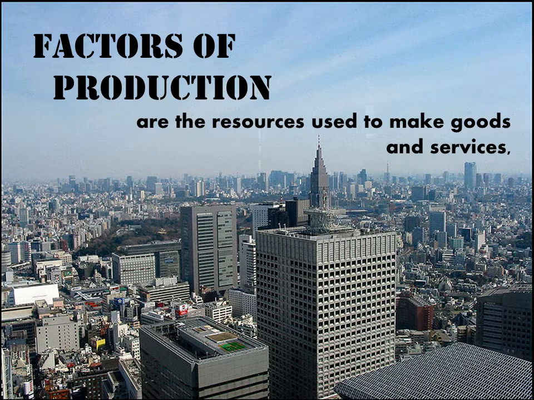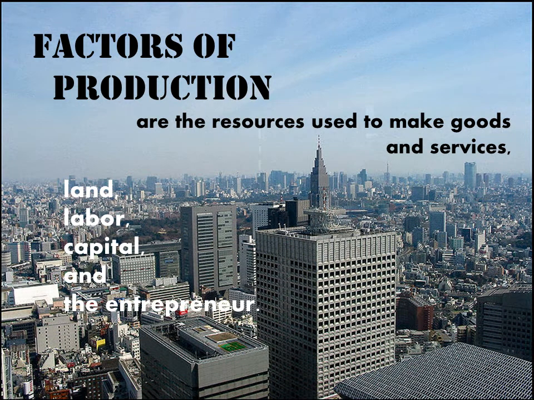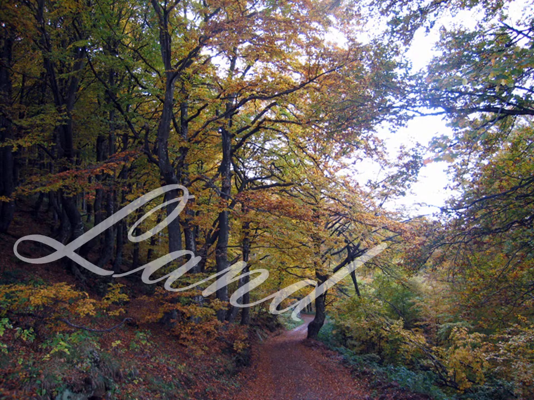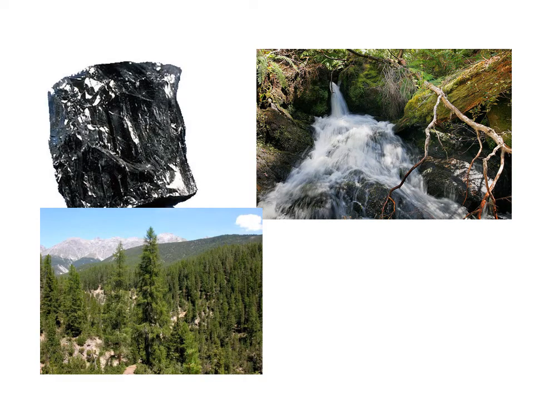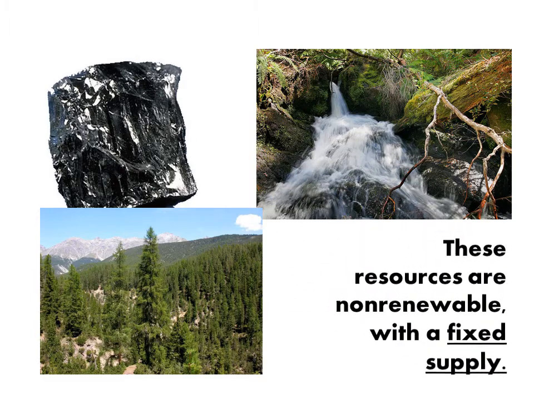The factors of production are the resources used to make goods and services, such as land, labor, capital, and the entrepreneur. All of them are required to produce goods and services. Land is anything taken from nature and used to make goods and services. Resources such as water, coal, and forests. These resources are non-renewable with a fixed supply.